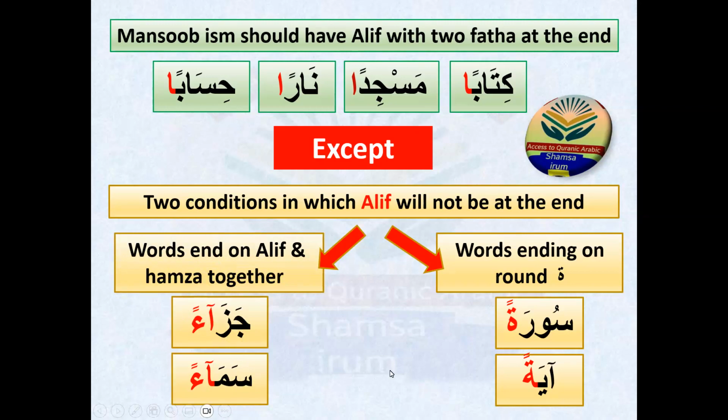So anyhow, these are only two cases: if you see the ta marbuta in the end, or alif and hamza together in the end, then there will be no extra alif in the end, even though you will see the fathatain in the end. Okay, only in these two cases will you not see the alif in the end. Except these two, in all words that finish on the double fatha, you must see the alif. Okay, except these two cases.